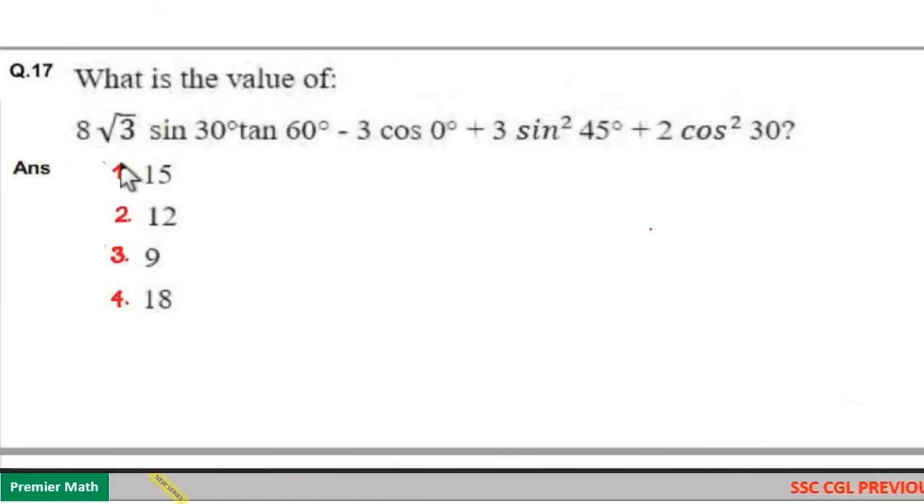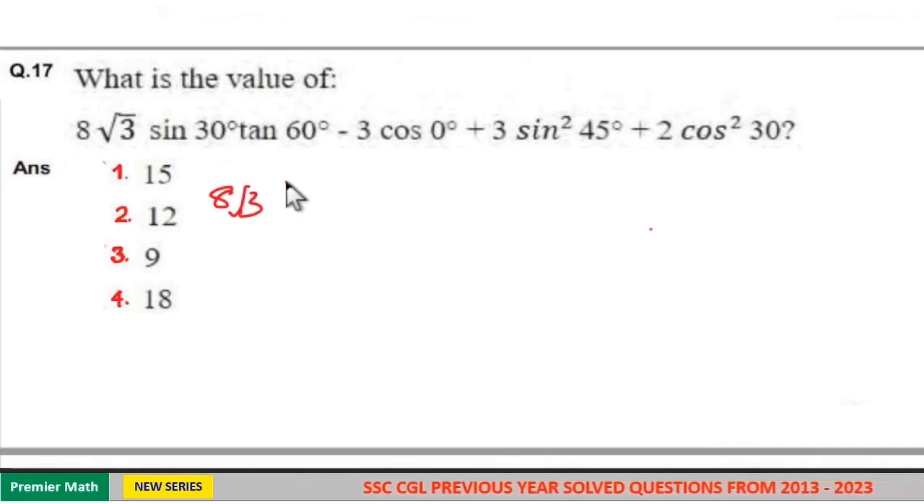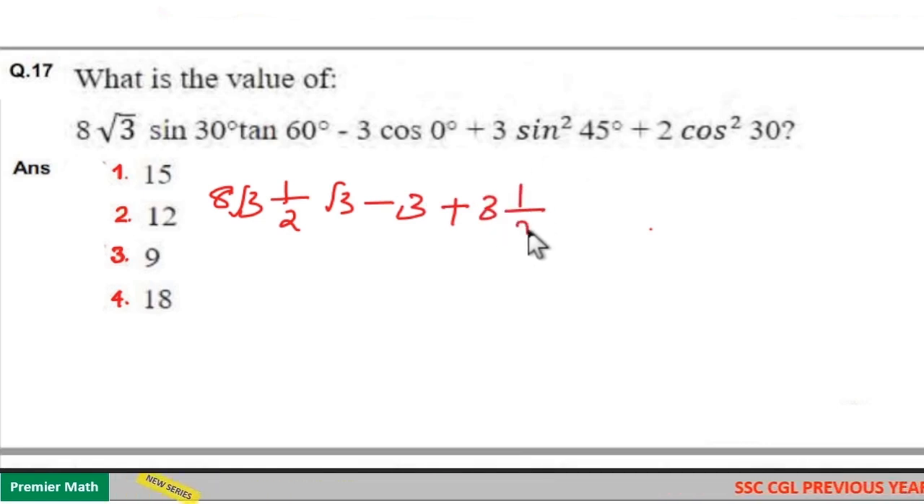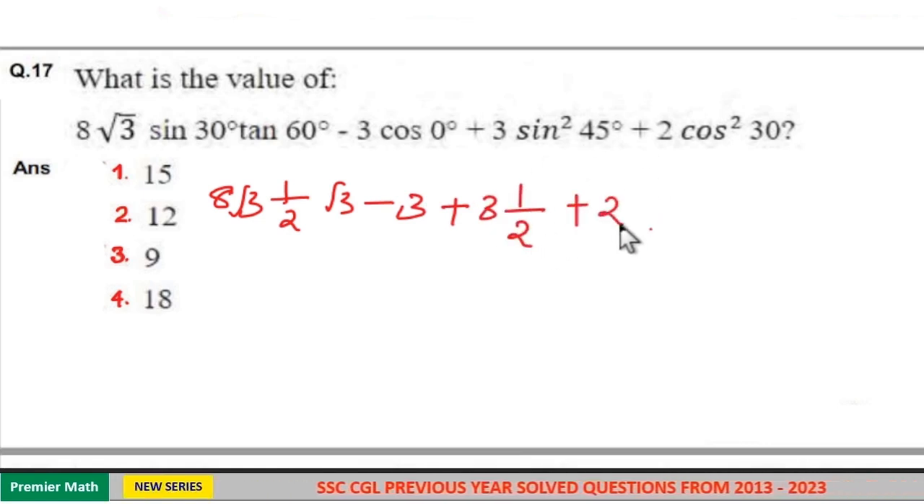Find the value of the following: 8 root 3 sin 30, which is 1 by 2, tan 60 is root 3, minus 3 into cos 0, which is 1, plus 3 into sin square 45, which is 1 by root 2 the whole square, that is 1 by 2, plus 2 into cos square 30, that is root 3 by 2 the whole square, that is 3 by 4. Now this is 3 by 2 and this is 3 by 2.